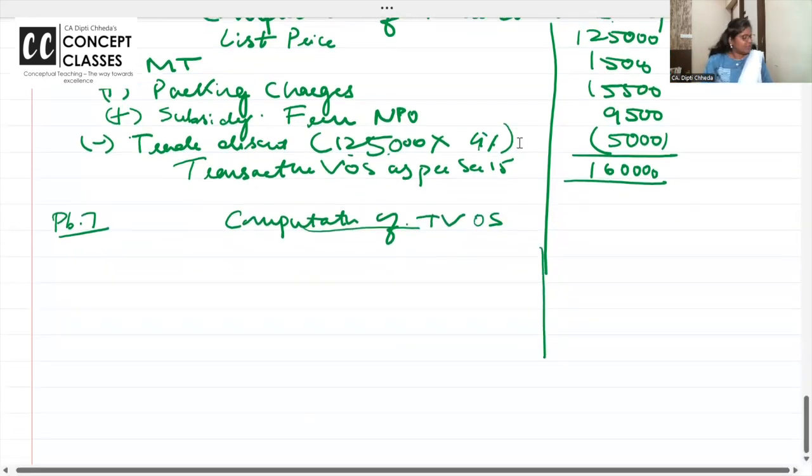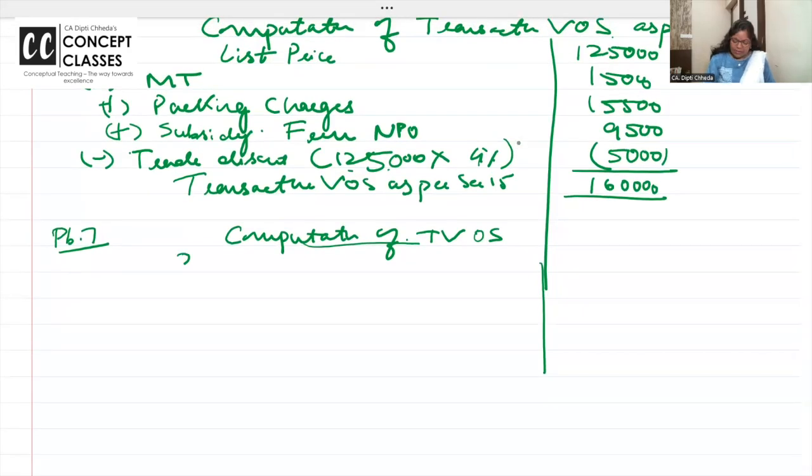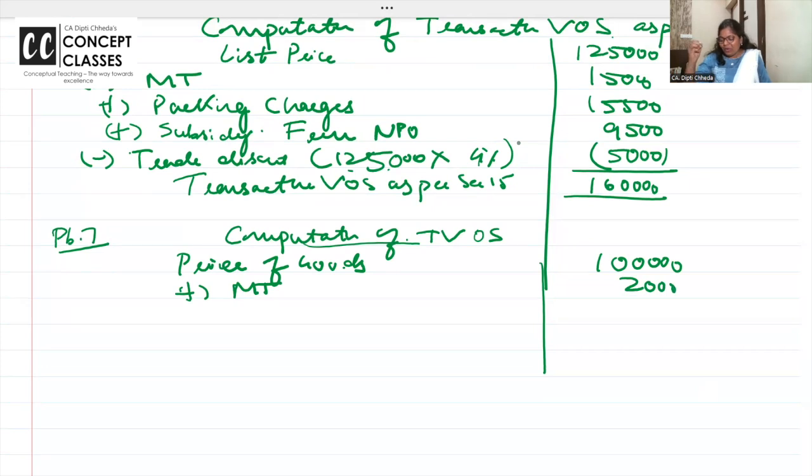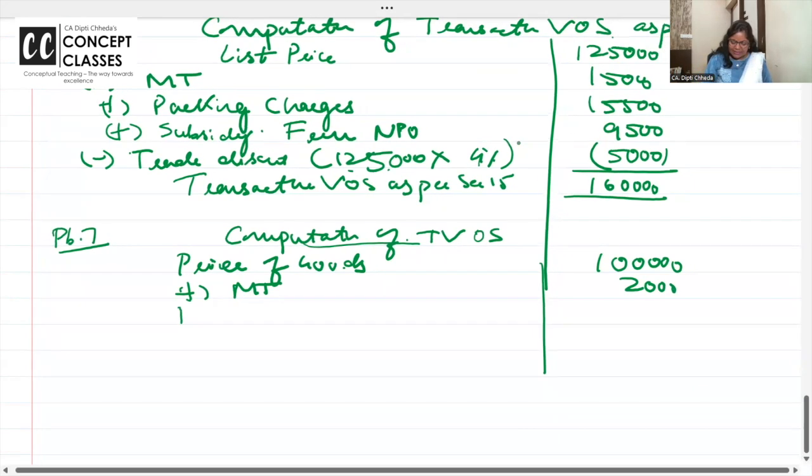Computation of the transaction value. Always start with the list price or the price of the goods given. And they clearly said this price doesn't include anything below. So shall we add the municipal taxes? I'm putting a lot of energy in speaking, so I'm writing less. You write municipal tax, inspection charges.